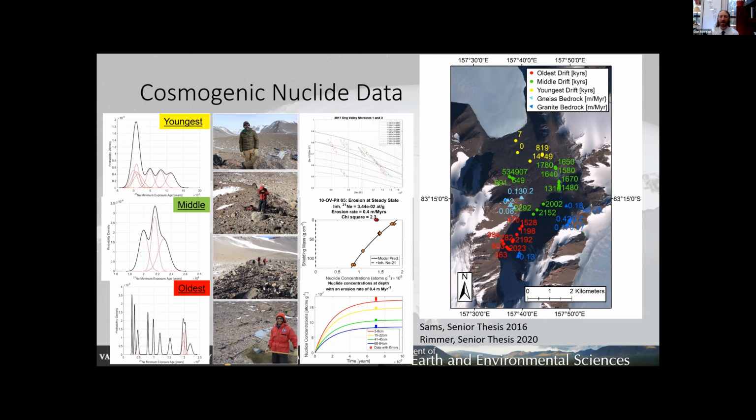So this image on the right tries to kind of summarize. It gets a little messy in there, sorry, but these are kind of minimum exposure ages for all the boulders and moraines and things that we sampled out there. And you'll see a big scatter of ages, but the youngest drift is quite young. The middle ones, yeah, it's in the middle. The oldest drift is quite old.